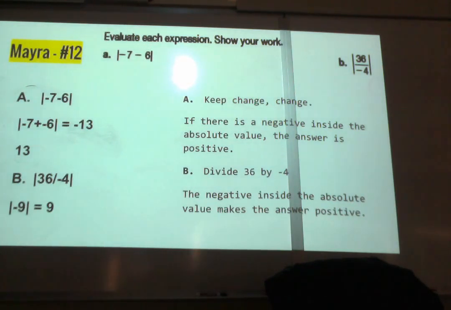Thank you, Mr. Green. Okay, so the first thing I did is keep change. So then it'll be negative 7 plus negative 6 equals negative 13. And the 13 turns positive, because if there's a negative inside the absolute value, it turns the opposite, which is positive. And 36 divided by negative 4, I just obviously divided, and it'll be negative 9. But since there's a negative inside the absolute value, it turns positive. Awesome, great. One key is, don't get rid of those negatives until after you've simplified it down to one number.